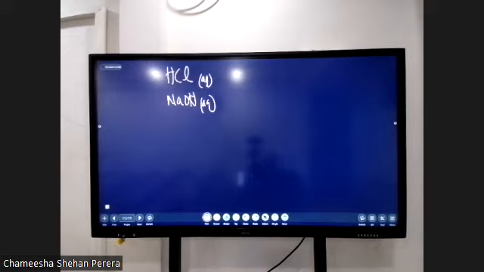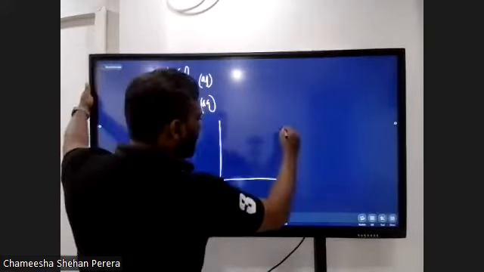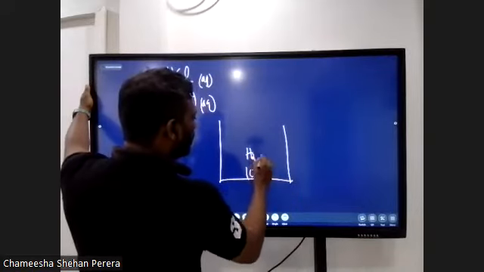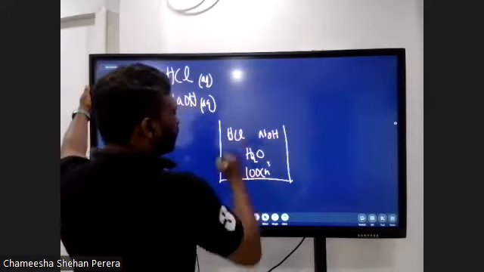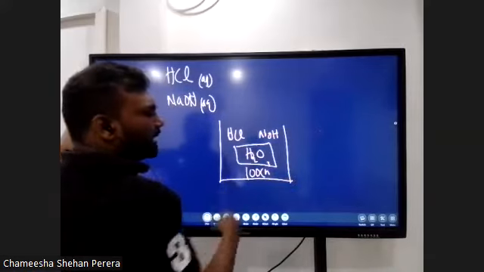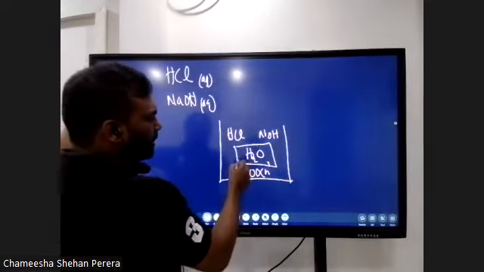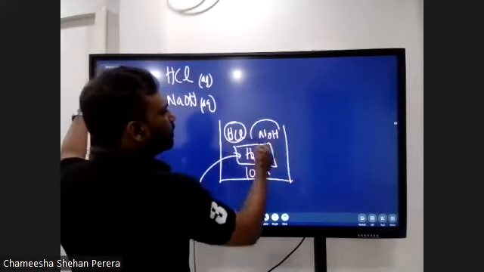Not exactly equal. If you consider this final mixture, there are actually about three components. In the 100 cubic centimeters we put in, there is water, there is HCl, and there is NaOH. So the specific heat capacity cannot be exactly equal to that of water, because it is not only water. You have HCl and NaOH as well.